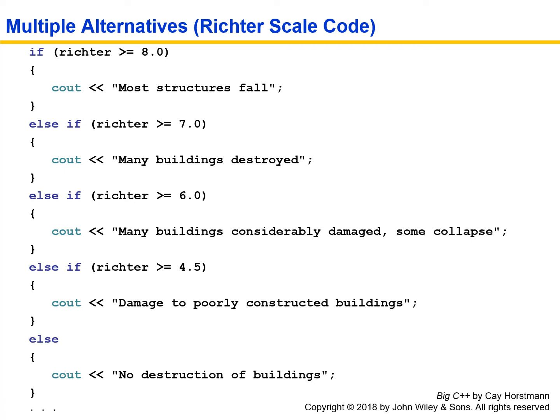If, on the other hand, the first if fails, then the first else catches that, and we check the next if. Okay. So if I had a 5.5, I would fail on Richter greater than 8. Else if, I'd fail on Richter greater than 7. Else if, I'd fail on Richter greater than 6. Else if 5.5 is greater than 4.5, so that would catch my situation, and it would print damage to poorly constructed buildings. Then we hit an else. Well, I've already satisfied one of my ifs, so I'm going to skip the else and keep on going with the rest of the program.